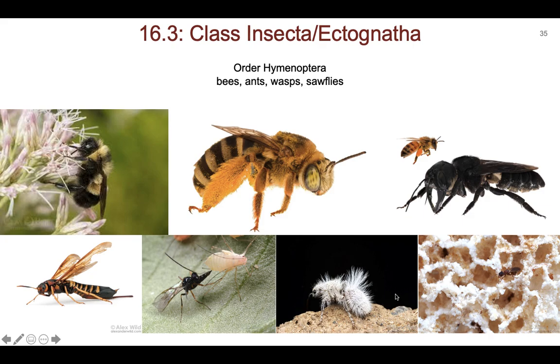It also includes really cool things like velvet ants, which actually aren't ants. They're more like wingless wasps. Don't touch them. Their stings hurt a lot. But they can be really fuzzy and cute. And then this is just an example of a fungal farm inside of an ant colony. Ants are included in that group as well.